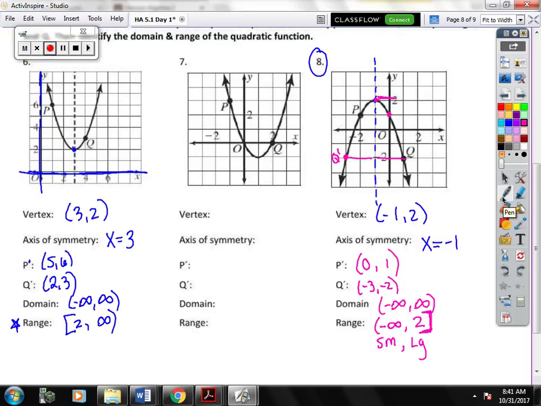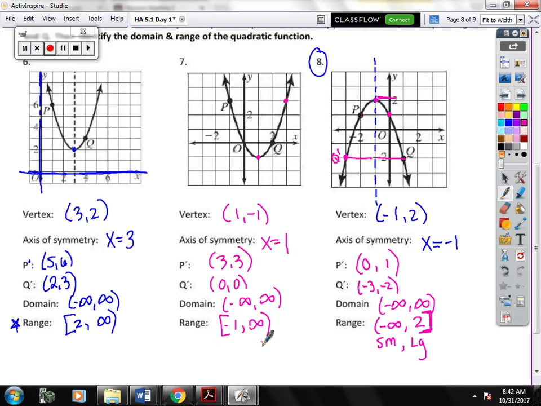All right, who can tell me the vertex they got? 1, comma, negative 1. Axis of symmetry, Jade? X equals 1. Good. P prime. Garrett? 3, comma, 3. Q prime, Caleb? 0, 0, the origin. Domain is negative infinity to positive infinity. That's easy. What is our range? Ashley? Good. Negative 1, the bracket, comma, infinity. Excellent.